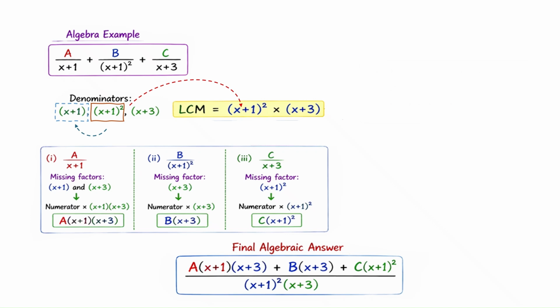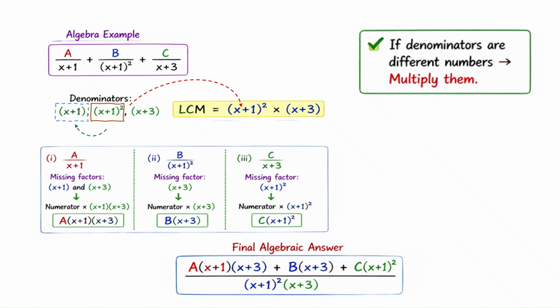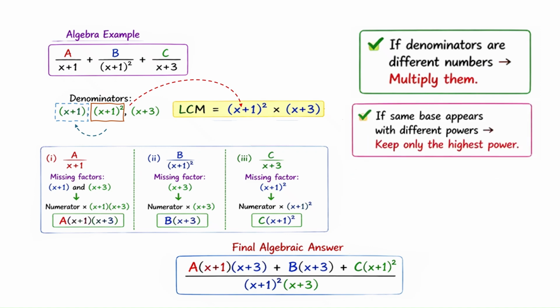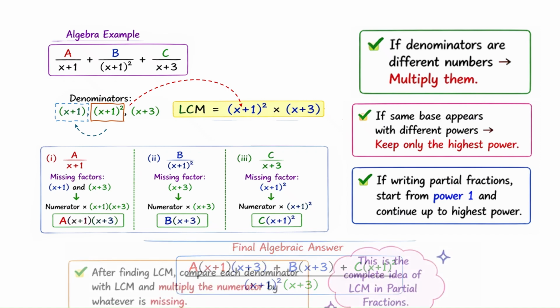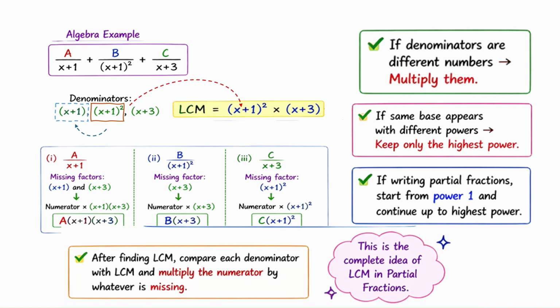So students, remember these rules. If denominators are different numbers, multiply them. If same base repeats with different powers, keep only the highest power. If partial fractions are to be written, start from power 1 and continue up to the highest power, then multiply the numerator by whatever is missing. That is the complete idea of LCM in partial fractions.